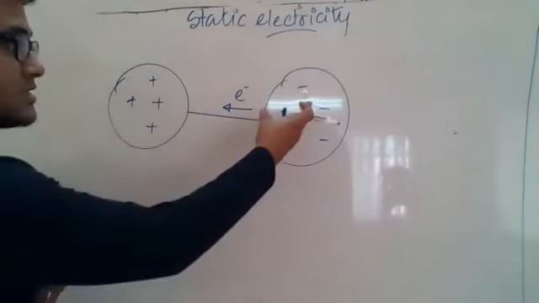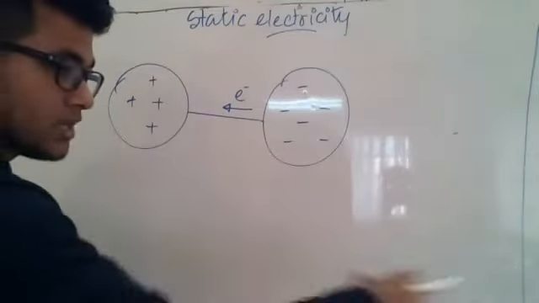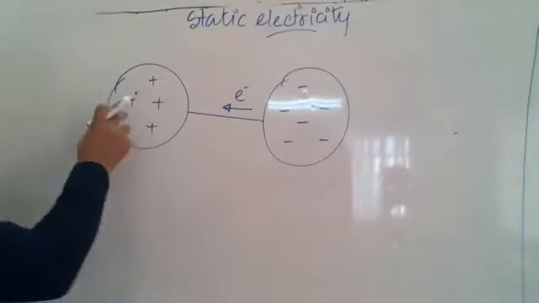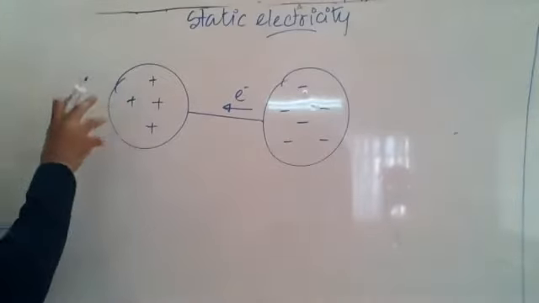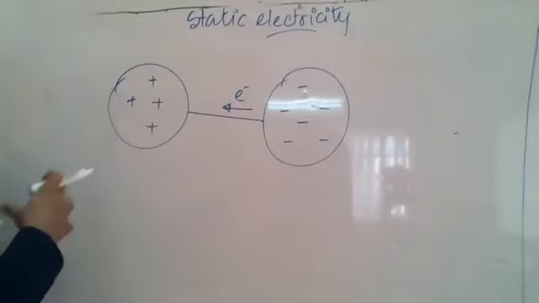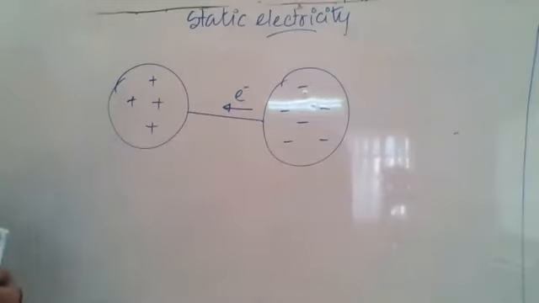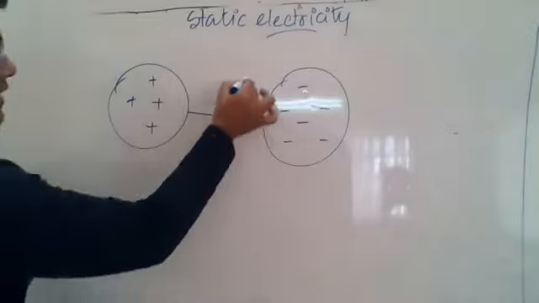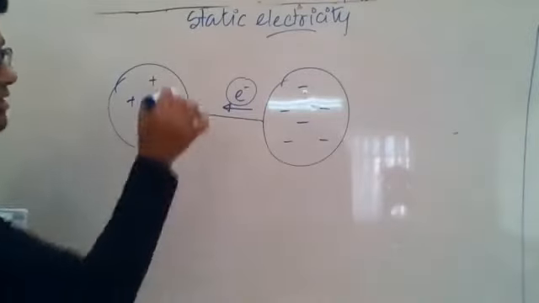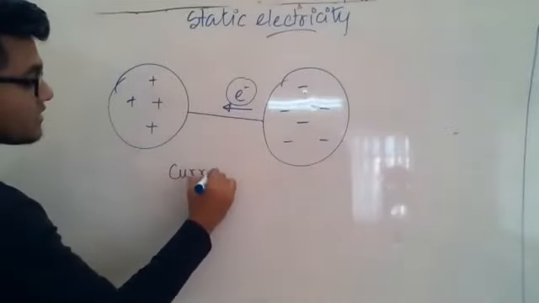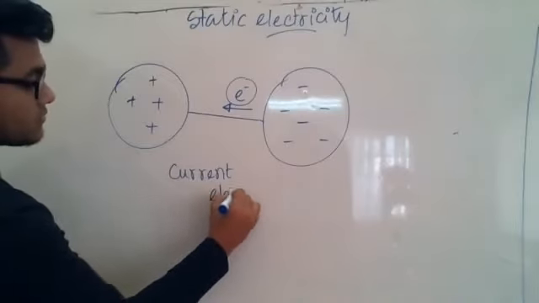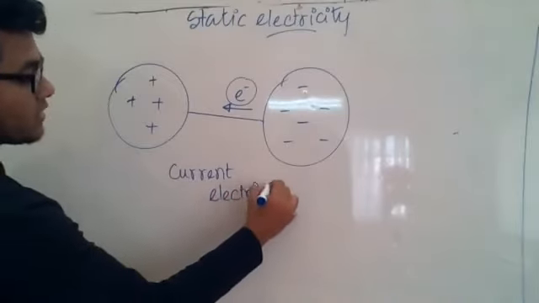How neutral? This had some extra electrons, he gave them away, so it is neutral. This had a lack of electrons, he got some electrons and covered up his lacking, and this is also neutral. Now in this case you can see that the electron is moving, and when the electron is moving, we call it current electricity. Current electricity, the one that we are studying.